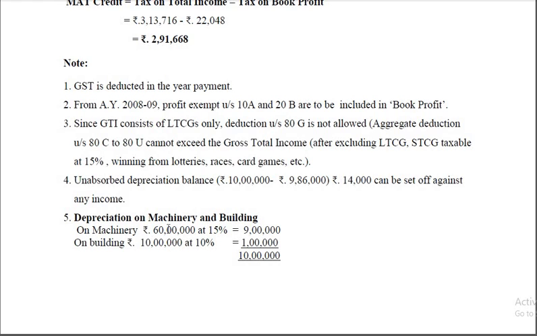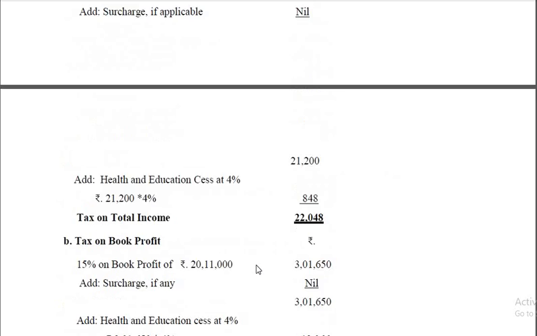Total depreciation on plant and machinery and building is 10 lakh. That is, on machinery of 60 lakh at the rate of 15%, that comes to 9 lakh. On building of 10 lakh at the rate of 10%, 1 lakh. So together 10 lakh. So by this I have completed the problem.